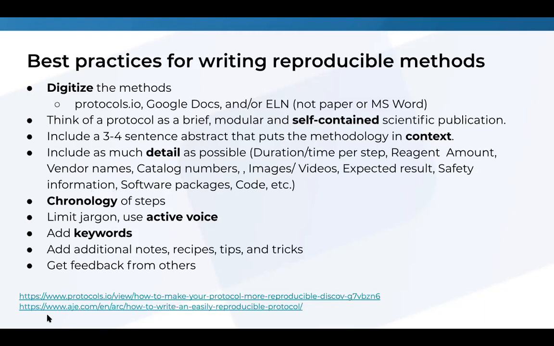Also expected results can be helpful. So if somebody's following a method and they should expect something to happen after a certain step, just let them know so they know what to expect, right? And then also add any safety information for convenience, and for the computational part, if you're analyzing the results, include all these details too, because it's important what software packages you use, what code you used, all these things. Also maybe your data set, so all the things that are needed to reproduce exactly what you reported.